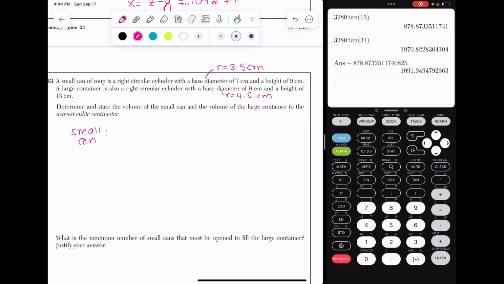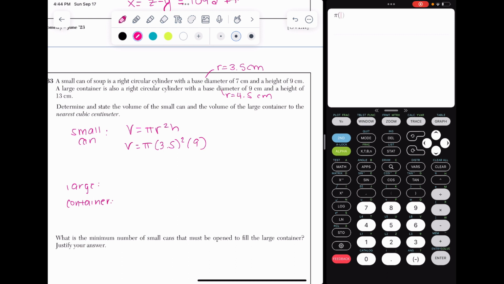You'd look at your reference sheet to get this. And I would organize this nicely, clearly show which volume represents the small can, and which one clearly represents the large container. So our formula is pi r squared h. The radius is 3.5, the height is 9. And I'm going to put this in the calculator. It asks us to round each one to the nearest cubic centimeter. So this one's going to be 346 cubic centimeters.